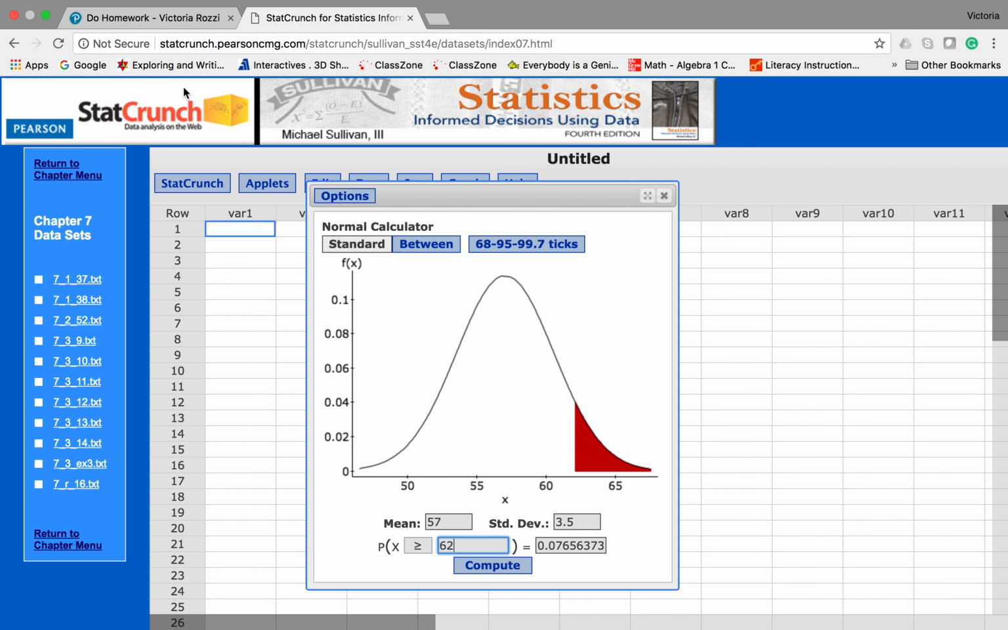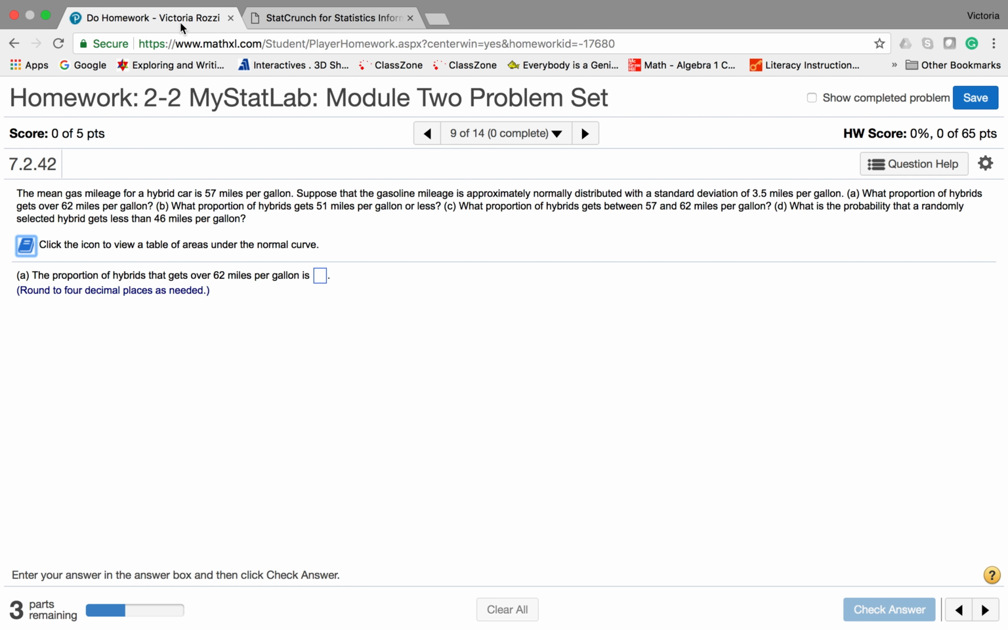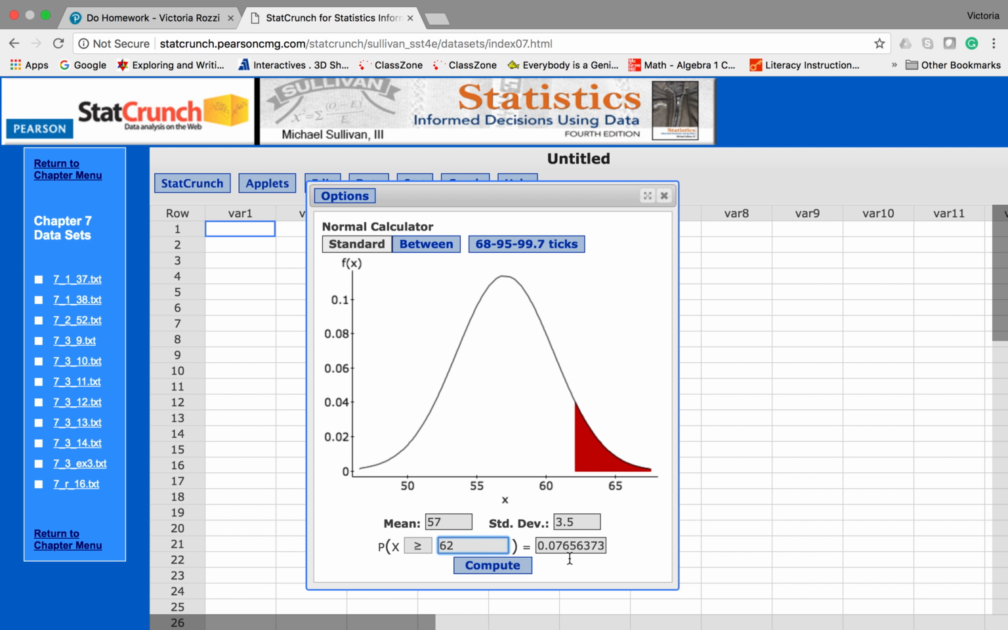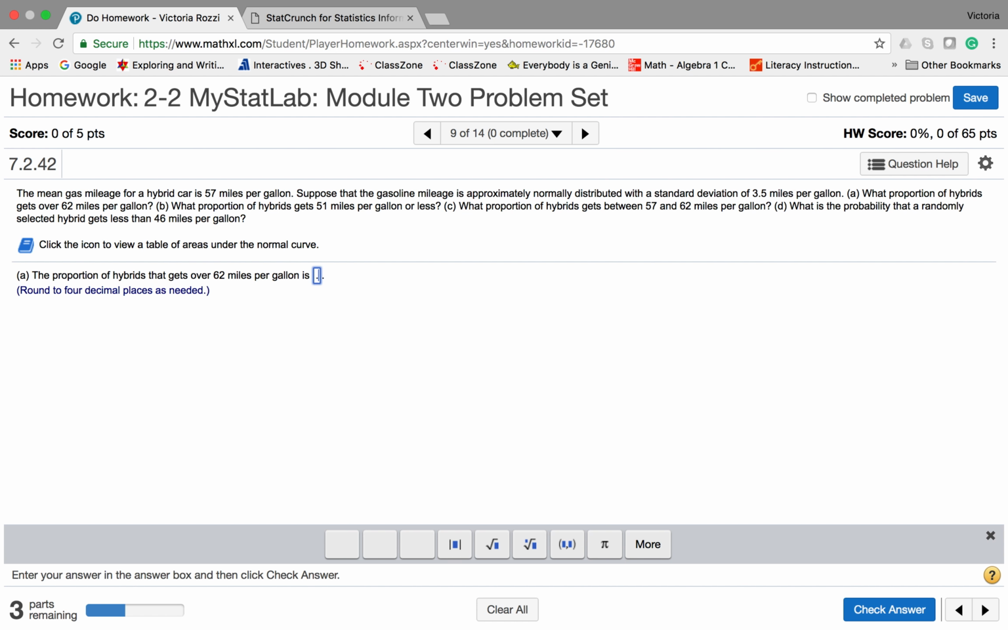Okay, so I am going to be rounding to 4 decimal places here. See how it says 4 decimal places. So I'm going to go up to 4 decimal places, which would be the 5. I look to the right and it's a 6. So I'm going to round that 5 to a 6 because that number next to it is greater than 5. So I'm going to make that 0.0766.